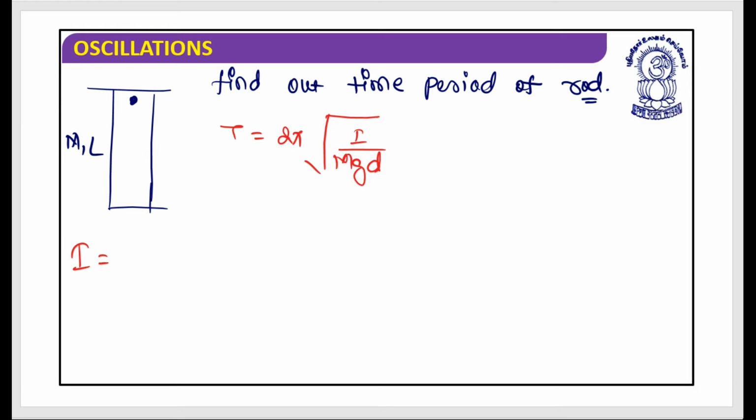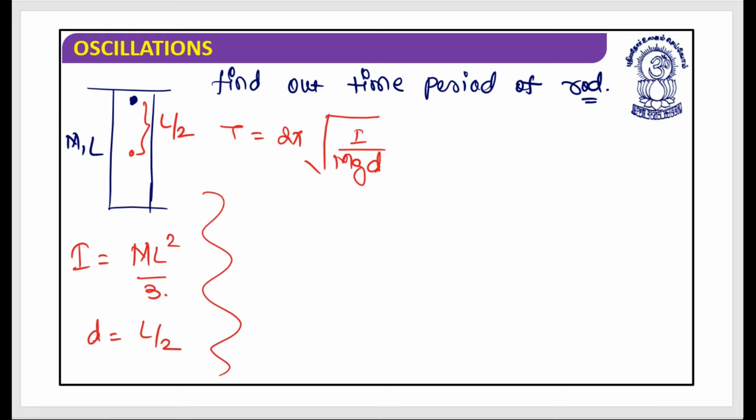That is the moment of inertia of a rod when it has been rotated from its end. That will be given as I equals ml square by 3, and the center of mass of the rod would be at the center. So this distance d equals L by 2. I hope this is clear.